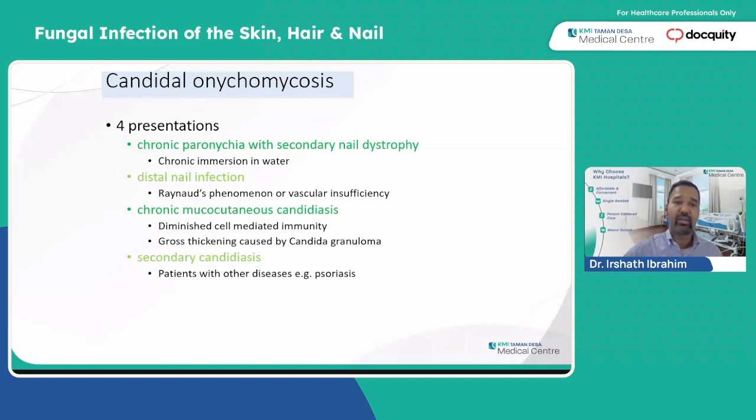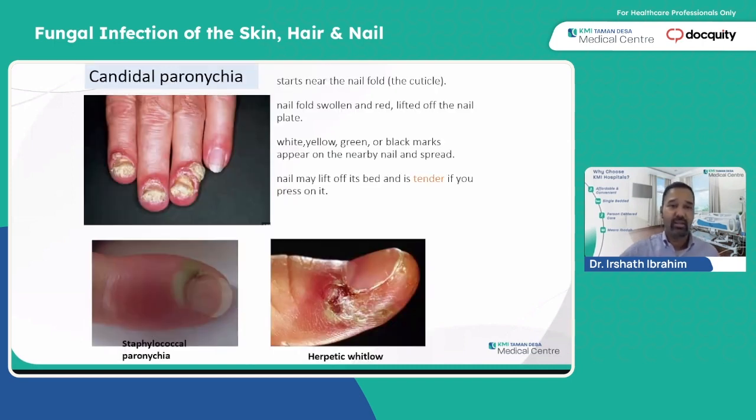So chronic candidal paronychia starts near the nail fold, near the cuticle. This is the cuticle. The nail fold is swollen and red, and it's lifted off the nail plate. So you can get these white, yellowish, greenish marks appearing on the nearby nail. The nail may lift off the bed, and it becomes very tender when you press it. So these are some differential diagnoses. Staphylococcal paronychia, where we can see an abscess has already formed. This is herpetic whitlow, due to the herpes simplex virus.